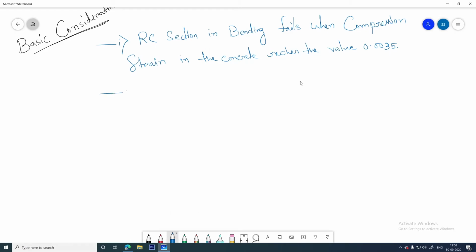Now coming to the second one, that is plane sections remain plane even after bending.